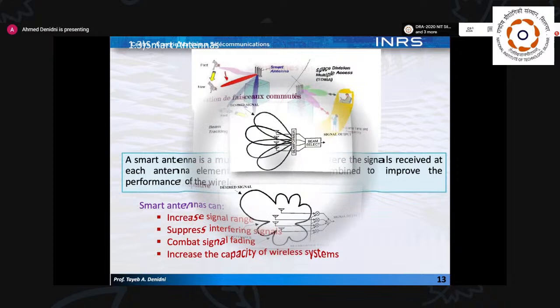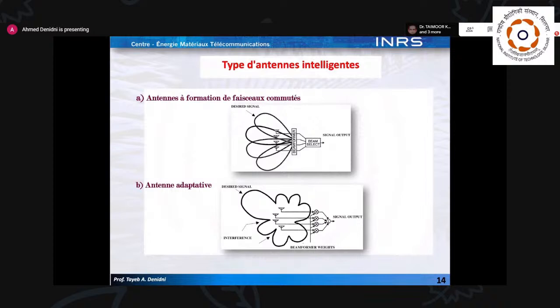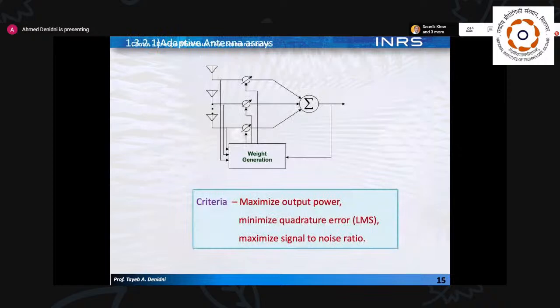And how to build this antenna? We have two ways: the antenna with a switched beam and the antenna with an adaptive beam. Here is just the design of this antenna. We have an antenna array with some weighting, and we have the beam former. Sometimes we optimize this antenna in terms of output power, or minimize the quadrature errors between the desired signal and the reference, or maximize the signal to noise ratio, which depends on the criteria that we use.